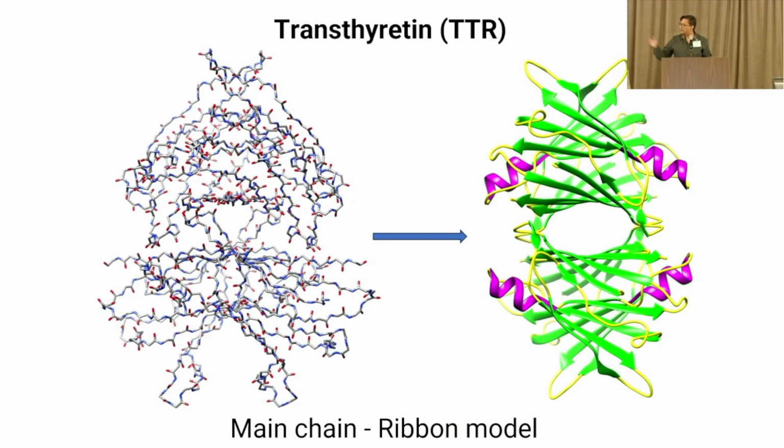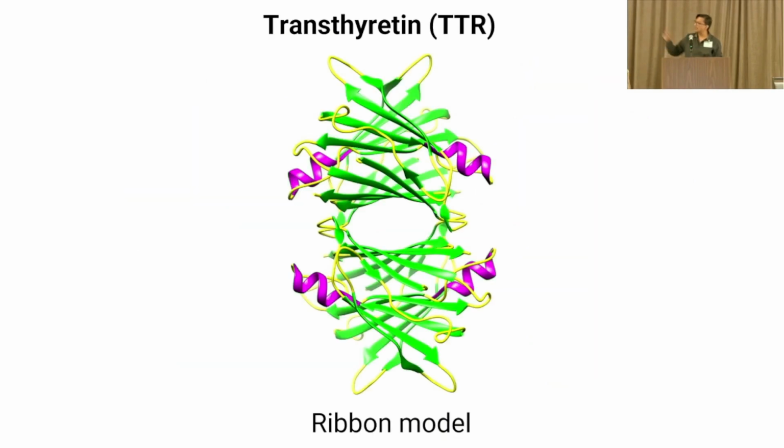This is how that works. You plug in the main chain model, and the computer spits out this ribbon model. The ribbon model basically shows you where these substructures are, where you have the strands, the loops, and the helices. Okay, let's have a look at TTR a bit more carefully. This is TTR. With this representation, you can see there's a remarkable amount of symmetry here.